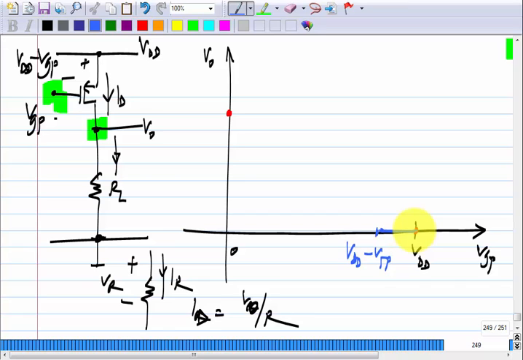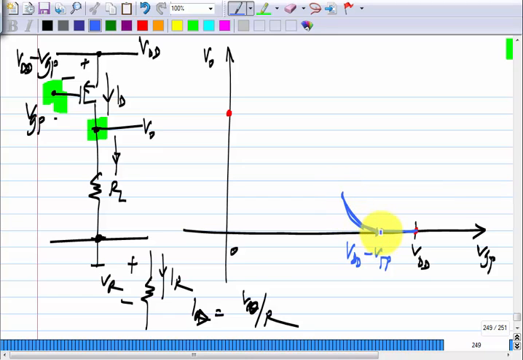And what happens below that? As it decreases, it will increase, okay. Actually, this part of the curve, like I said, is a parabola. It's the reflection of the ID versus VGS characteristic, scaled by RL.